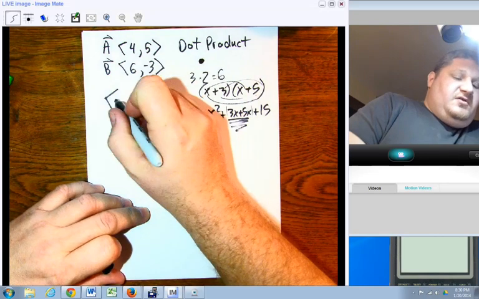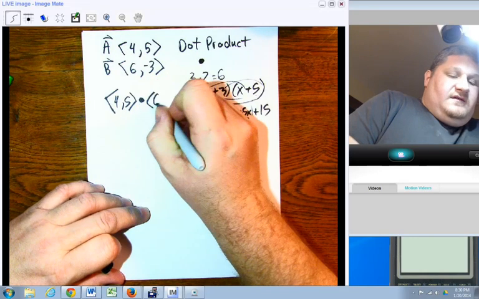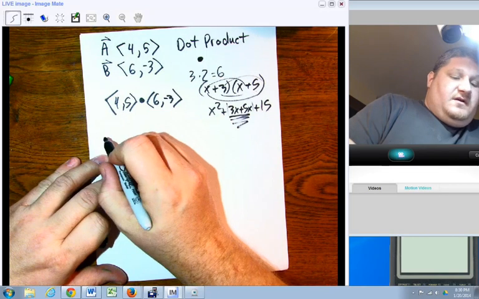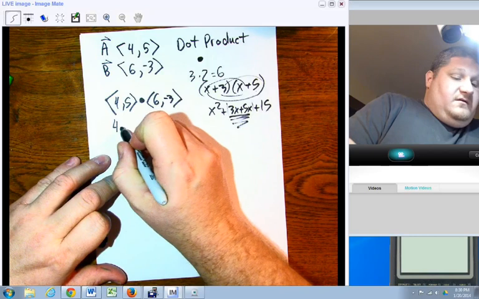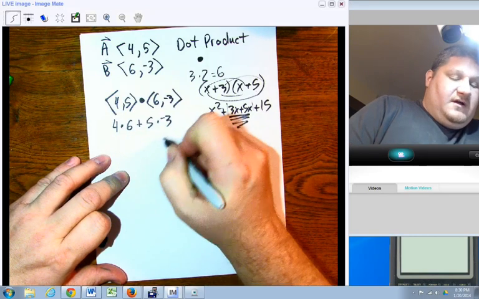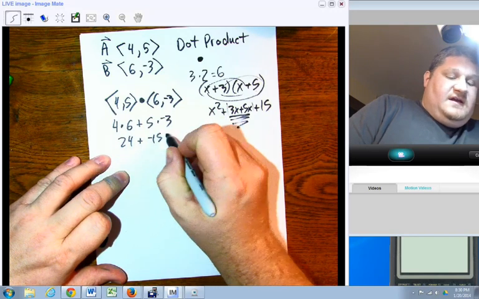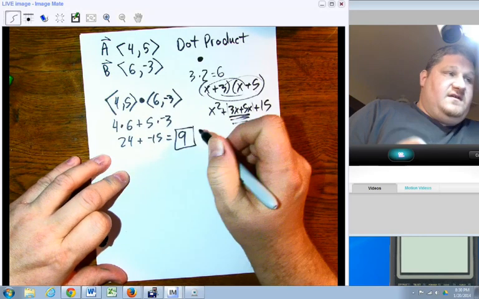Now, between two vectors, 4, 5 big dot 6 comma negative 3, we're going to simply do the following. We're going to say 4 times 6 plus 5 times negative 3. Put those together, 24 plus negative 15. The answer is 9. That is the dot product.